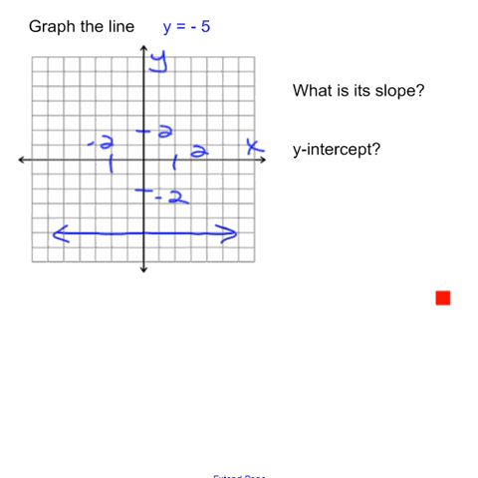So what is the slope of a horizontal line like that? Slope is 0. And what's the y-intercept? Well, it's where it crosses the y-axis. That's -5. So be sure you're comfortable with vertical and horizontal lines, in addition to finding slope on just normal lines that have all kinds of different slopes.